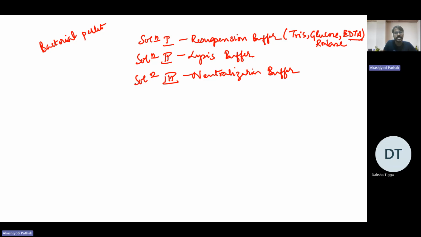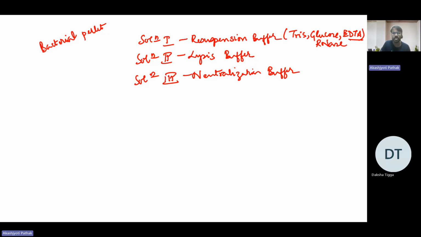Similarly, Tris will provide the buffer at pH 7.4 or 7.5, and glucose will help maintain the osmolarity of the cells. And what will the RNase do? You do not want RNA when you are isolating the plasmid, you only want the plasmid DNA. So that is why you add RNase, so that the RNA will be digested.